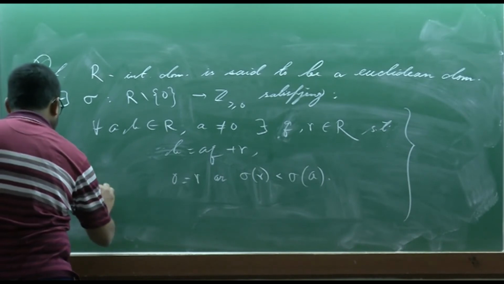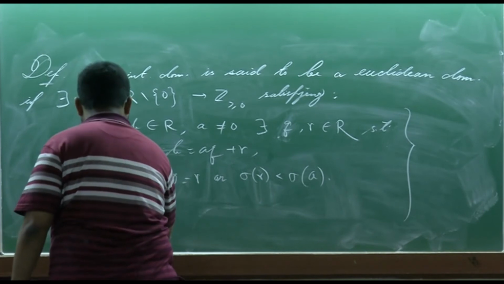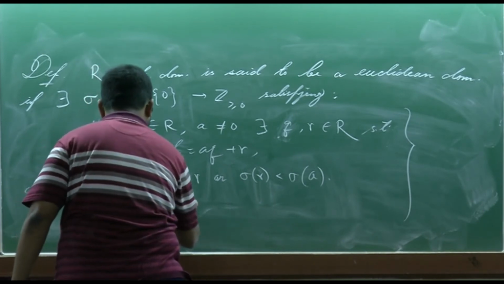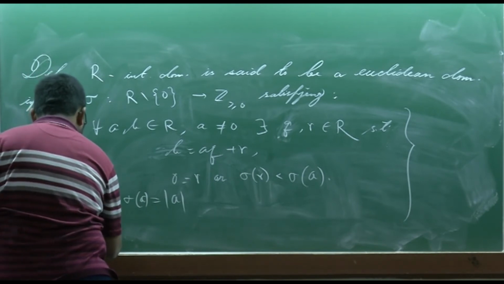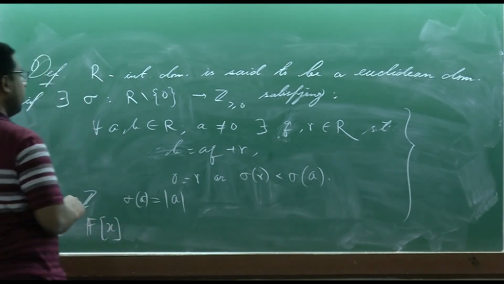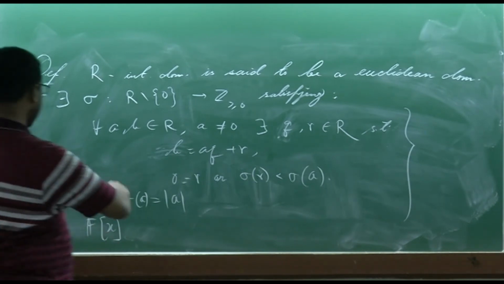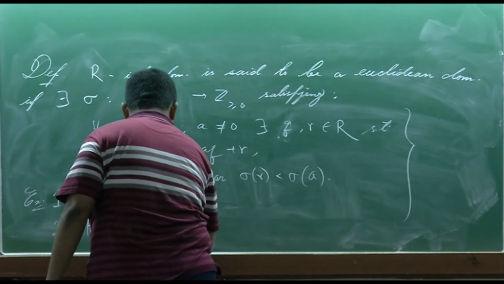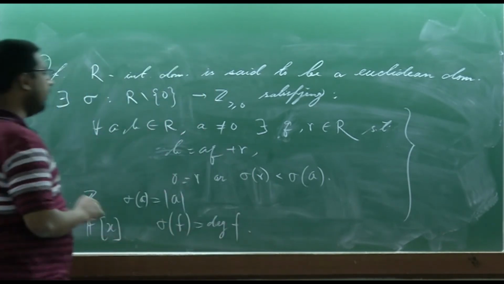The first example is of course Z, where the size function is simply the absolute value. The second example is the one which guided us to this definition: F[x], where F is a field and the size of f is nothing but the degree of f.